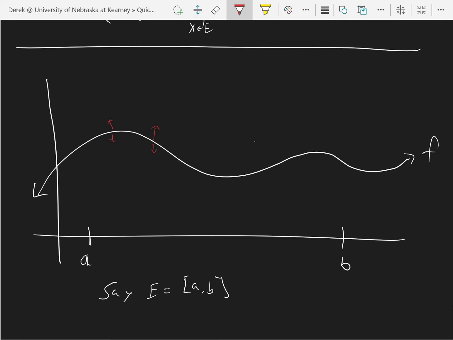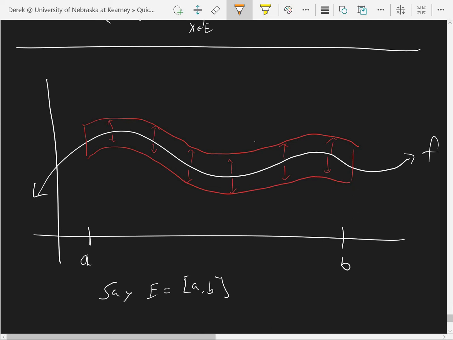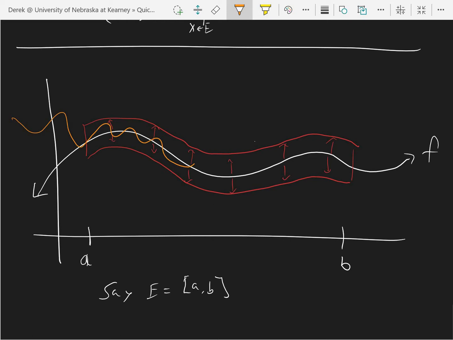I'm going to go up epsilon and down epsilon, up epsilon and down epsilon, and I'm going to do that from A to B. So I've got this f plus epsilon part, and I've got this f minus epsilon part, and a sequence converges uniformly if eventually, I don't care really what happens outside here, but as long as I'm in here, I'm between the red stuff near f. And then once I get out there, I can do whatever I want.